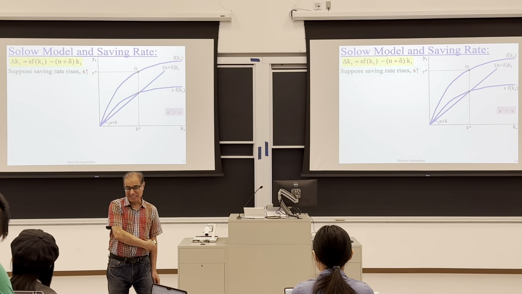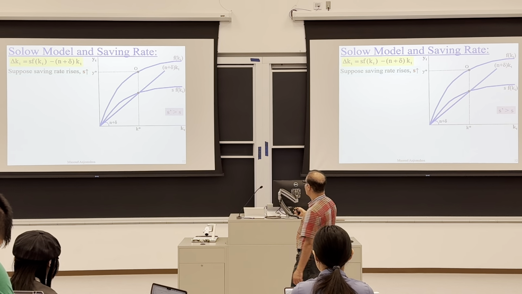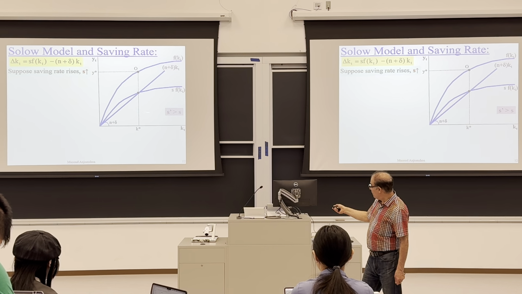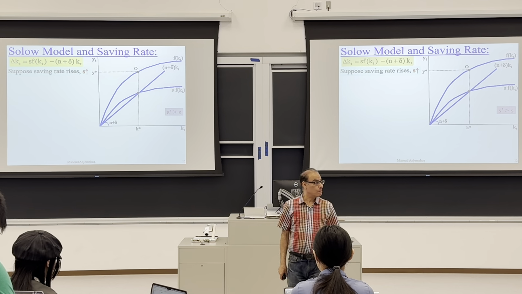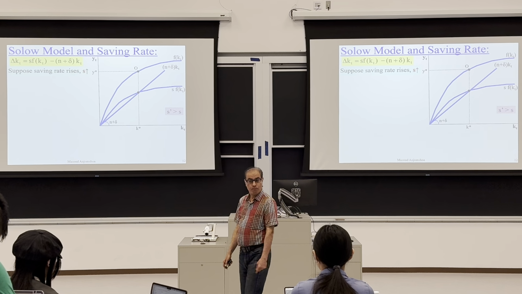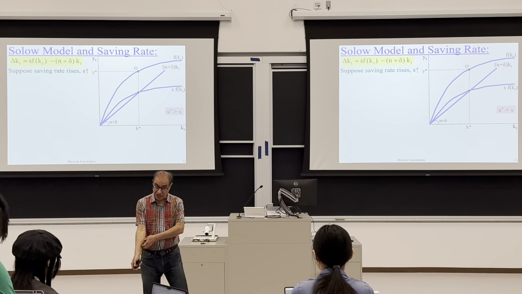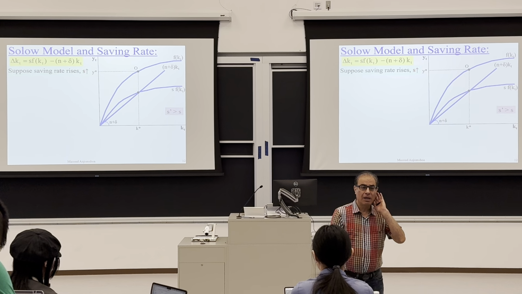Actually, this is easier, honestly, if you ask me. What happens to the graph? If saving rate goes up, what happens? There is only one curve. Yes, the s f of k goes up.